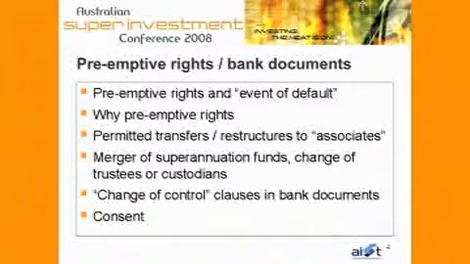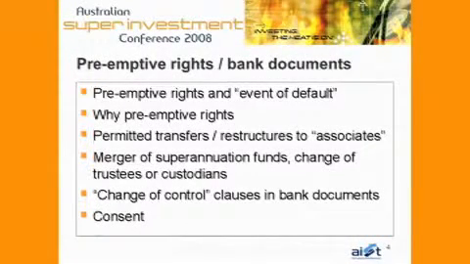And like most preemptive rights, there are carve-outs. For example, transfers to associates, restructures. But the one that most super funds should focus on in getting a carve-out, if you're going into a direct investment, is for the merger of super funds. You have to have that. Change of trustees, and change of custodians. Those are the three typical events which you would face as a super fund in securing a carve-out.